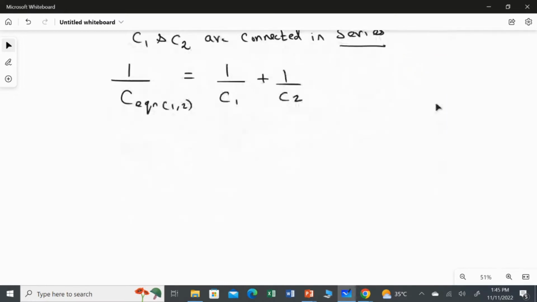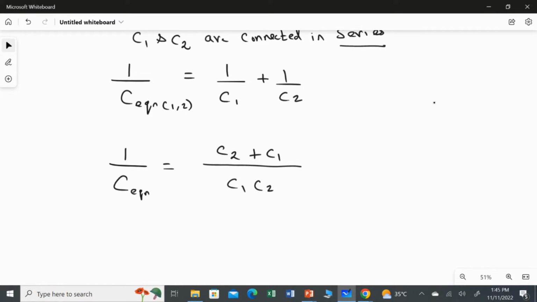Now we have to modify this equation. If you modify it, what you'll get? 1 over the equivalent capacitance, or total capacitance, is equal to, taking the common LCM C1 C2, in the numerator C2 plus C1. Am I right? Okay, now I'm going to leave this equation as it is.